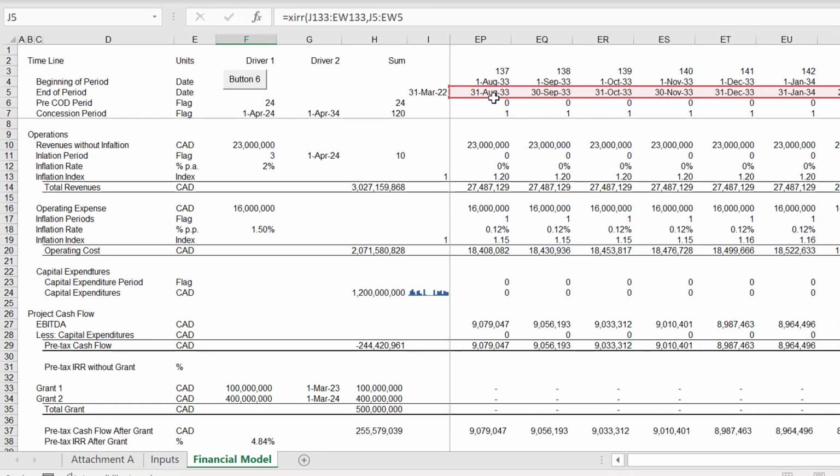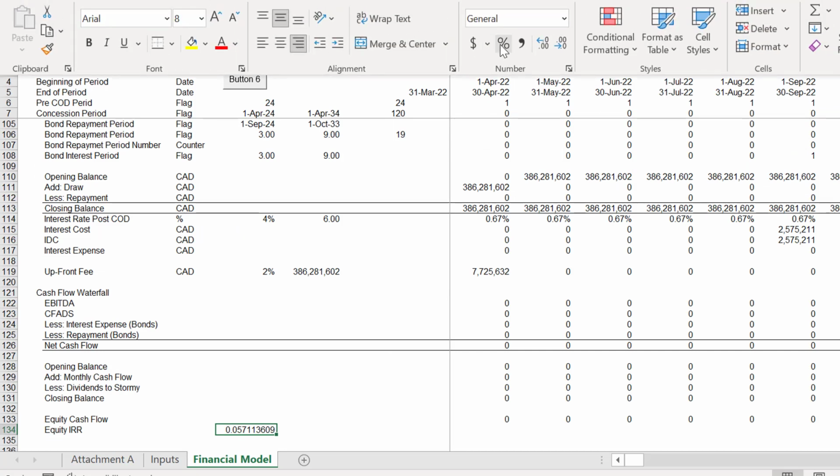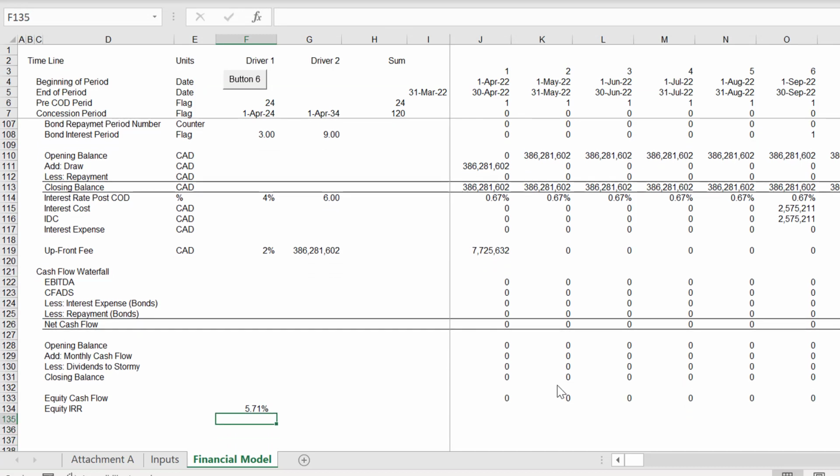Okay, and oh, good, we got 5.7. We got a little bit higher than that return. It's not a great return, but whatever. That's all we get. I don't think it's implausible given the interest rate and everything else.